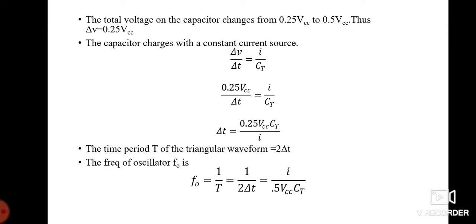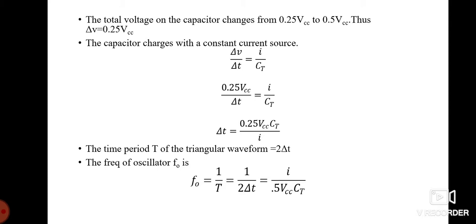Here, the voltage on the capacitor charges from 0.25 VCC to 0.5 VCC, therefore the change in voltage is 0.25 VCC. The capacitor charges with a constant current source, given by del V by del T equal to I by Ct. Substituting and simplifying, we get del T equal to 0.25 VCC into Ct divided by I, and the time period T of the triangular wave equal to 2 into del T.